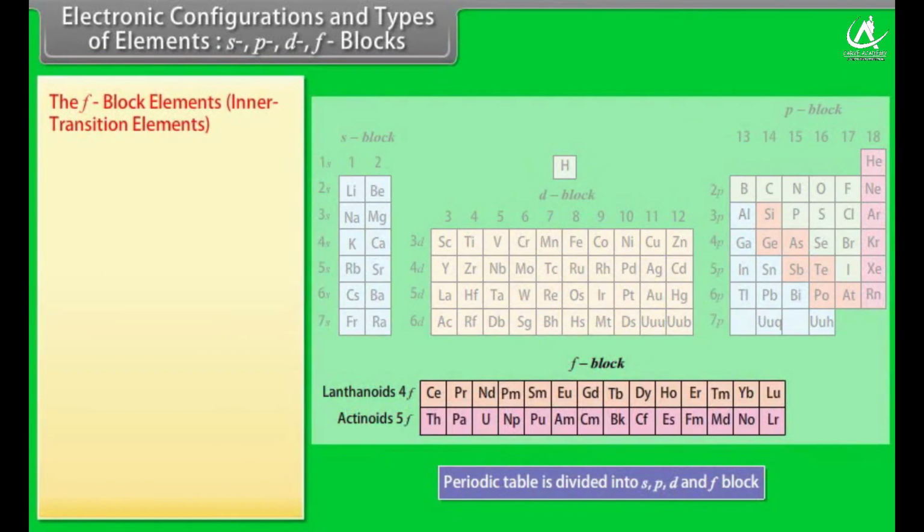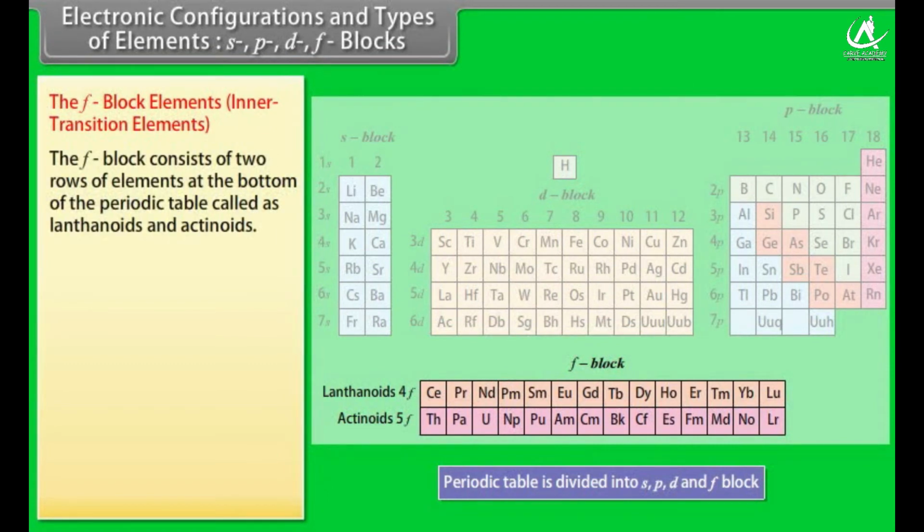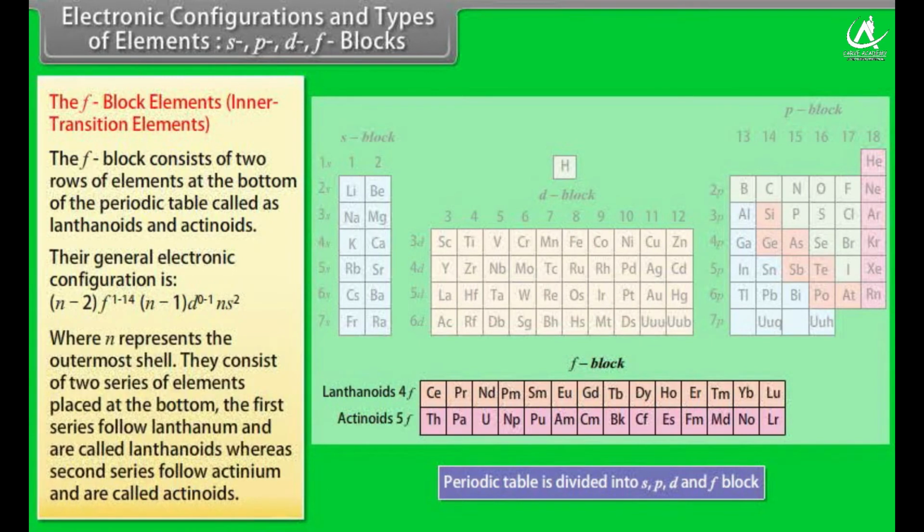The F block elements, inner transition elements. The F block consists of 2 rows of elements at the bottom of the periodic table called lanthanoids and actinoids. Their general electronic configuration is: where N represents the outermost shell. They consist of 2 series of elements placed at the bottom. The first series follows lanthanum and is called lanthanoids, whereas the second series follows actinium and is called actinoids.